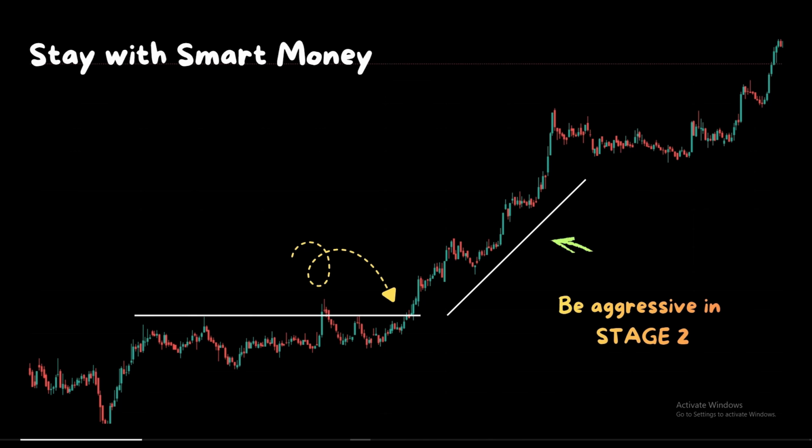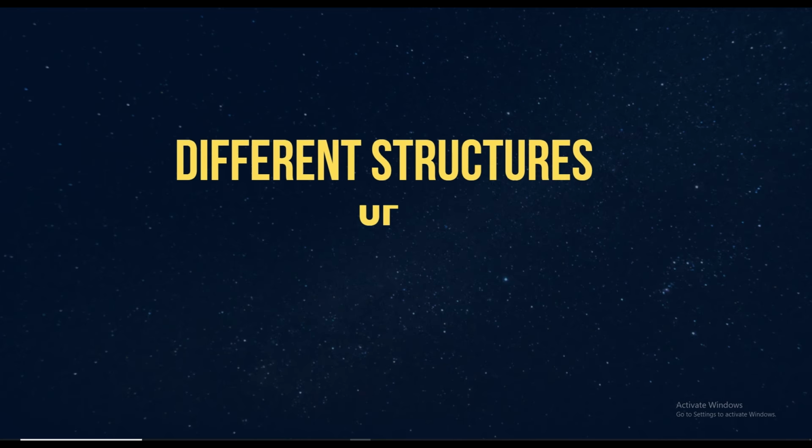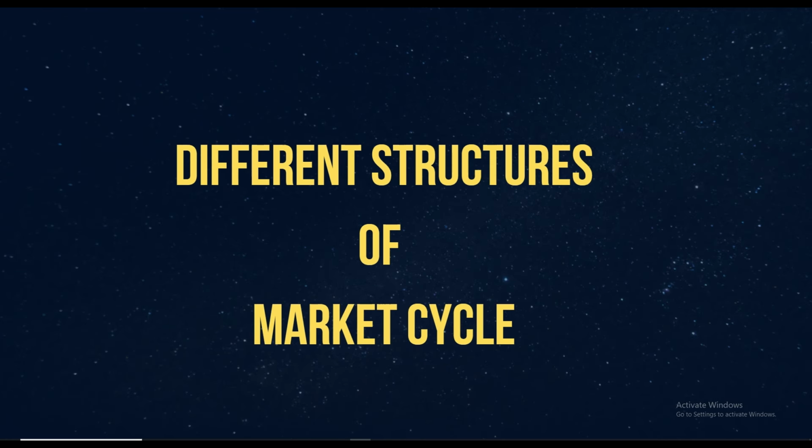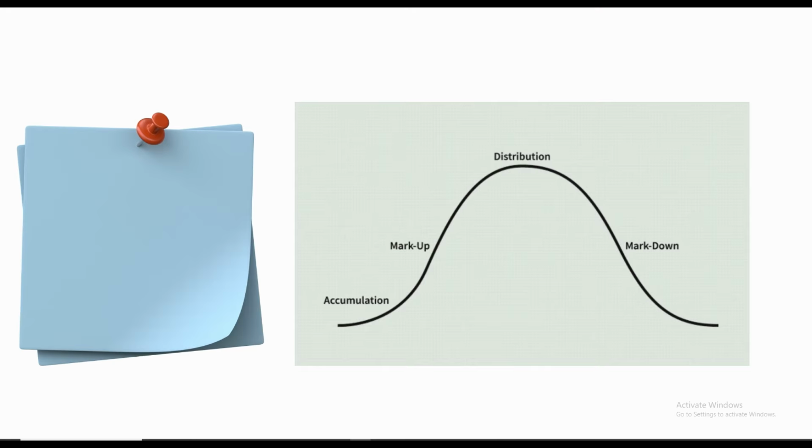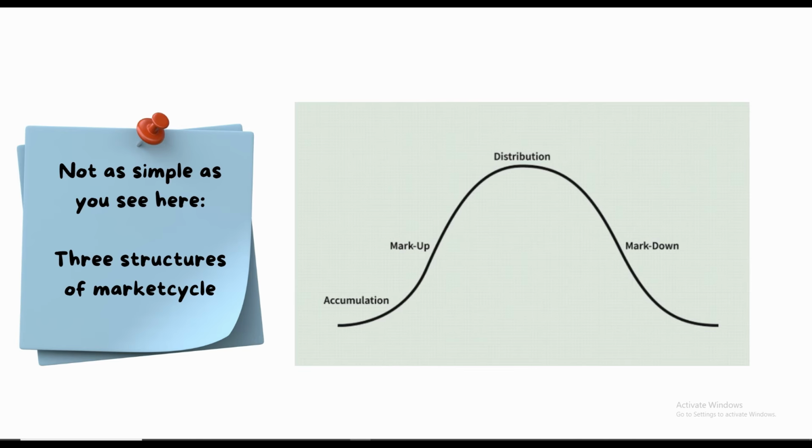Coming to the different market structures. Though the market cycles or phases which I had described above are common knowledge, readily available on social media, one key aspect is missing in the details. That is how this cycle plays out as a structure. It's not always black and white as you see in this picture.